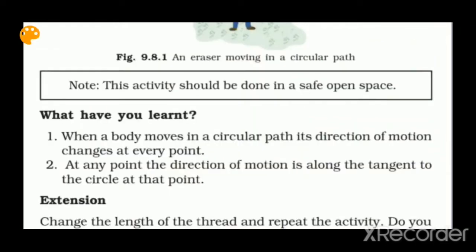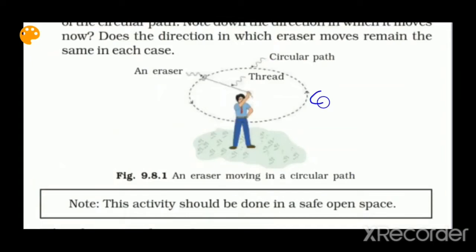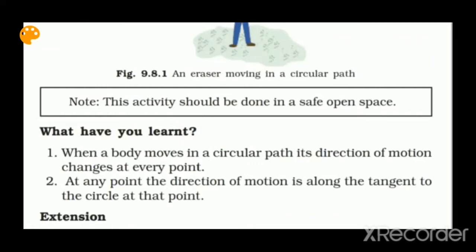Now observations. What have you learnt from this activity? When a body moves in a circular path, its direction of motion changes at every point. You will notice that the direction of motion of the eraser changes at every point in order to keep it in the circular track. And also we will notice that at any point the direction of motion is along the tangent to the circle at that point.